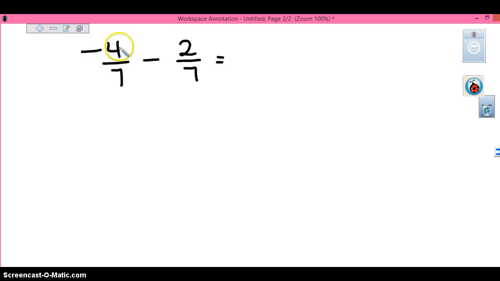We have to subtract -4/7 minus 2/7. These are like fractions. They have the same denominator, and we subtract the numerators, -4 minus 2. This would equal -6/7.